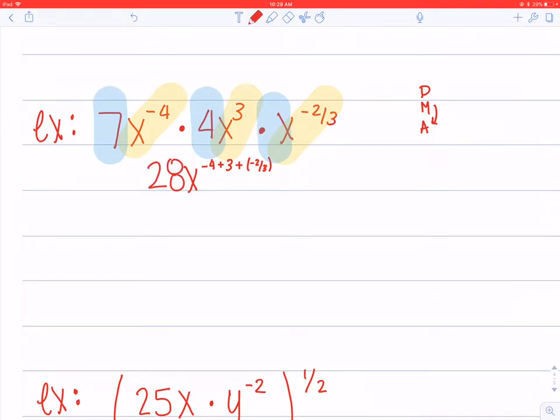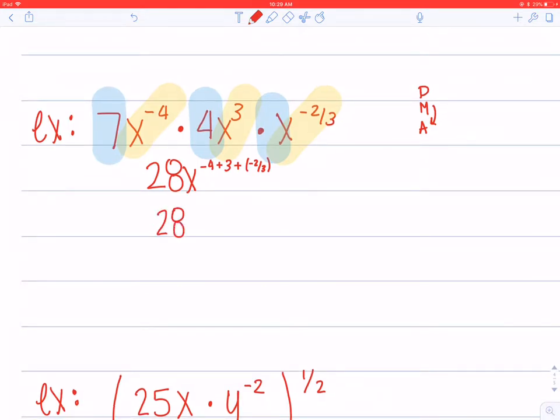28. Now, that thing in the top, I can just type all that in my calculator or do it in your head, however you want to do it. The thing is, if you type it into your calculator and you get a decimal, make sure you convert it back to a fraction, because I want fraction exponents. I don't want decimals. So I'm going to have 28x to the negative 5 over 3.